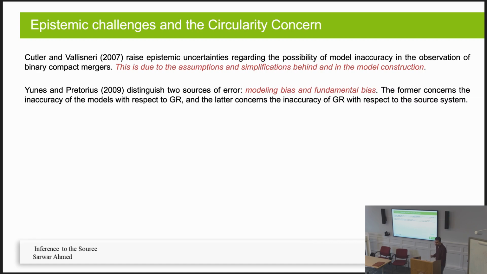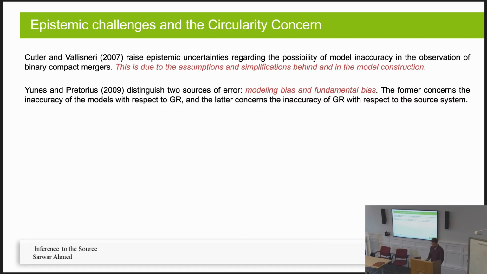And we have Yunus and Pretorius. These two have played a central role in developing these models, especially numerical relativity. In a very well-known paper, they distinguish two sources of error: modeling bias and fundamental bias. By bias, they don't mean bias in the philosophy of science. It's an epistemic uncertainty. The former concerns the inaccuracy of the models with respect to GR, and the latter concerns the inaccuracy of GR with respect to the source system.